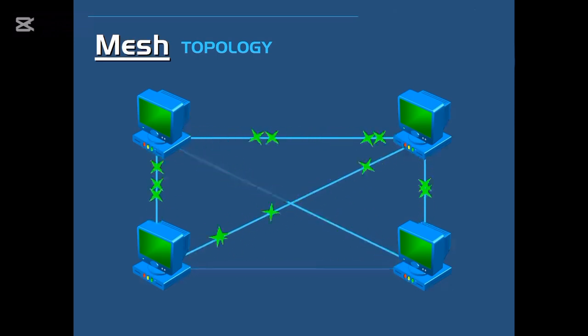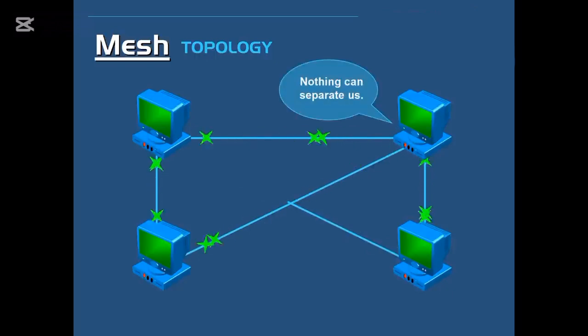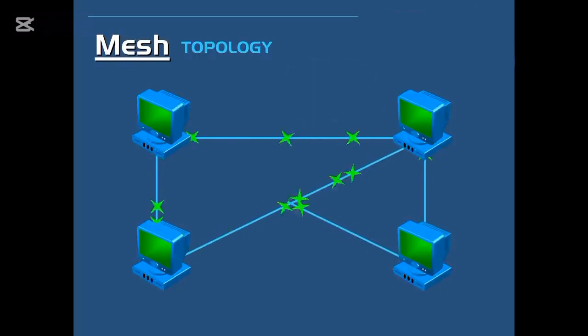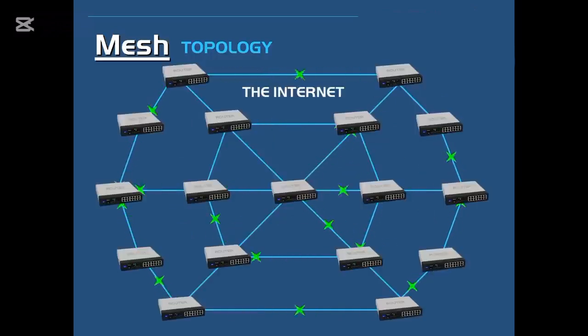The failure of a single route or cable doesn't affect the data transmission. This is known as data redundancy or transmission redundancy, where the other routes can be adopted. The best example of mesh topology is the Internet, which connects millions and billions of nodes or devices globally.